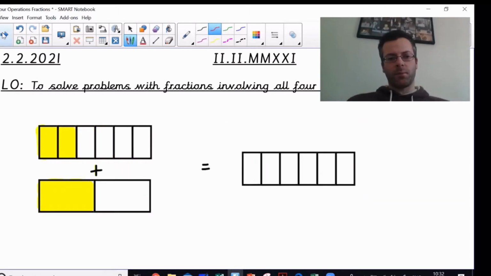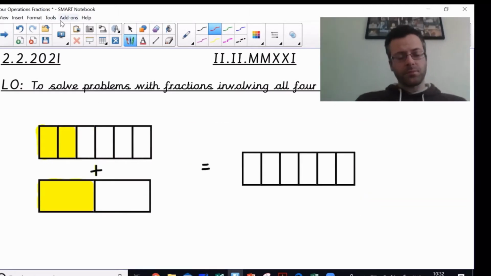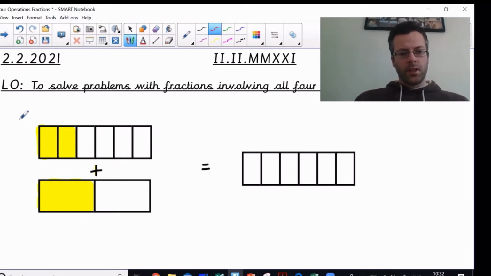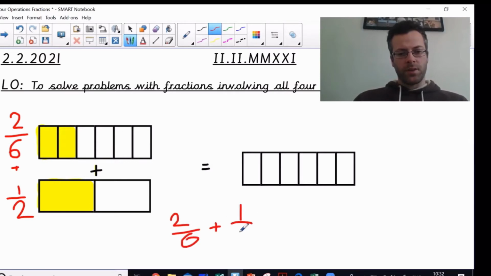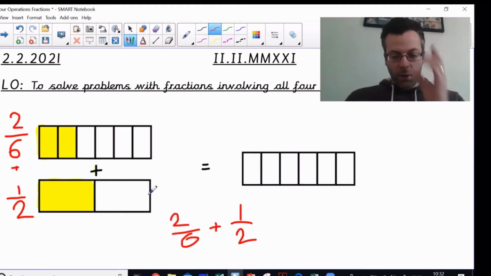Now it gets a bit more complicated when the denominators are different. So hopefully you'll agree with me that this fraction, we've got 1, 2, 3, 4, 5, 6. So it's out of 6, and we've got 2 of them shaded. And we're adding that to, there's 2 parts, so we're adding it to a half. So we're doing 2/6 add 1/2. Now, because these are split in different ways, we can't just add them together. What we need to do is make the denominators the same.